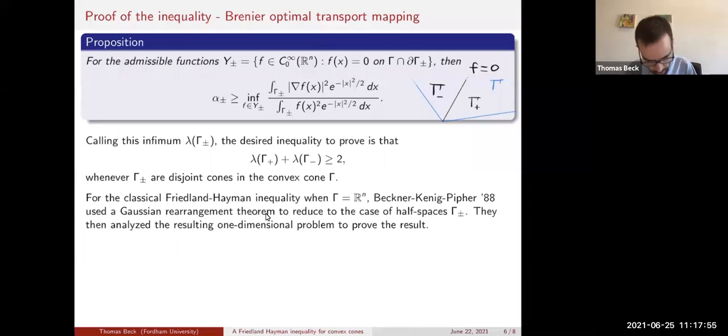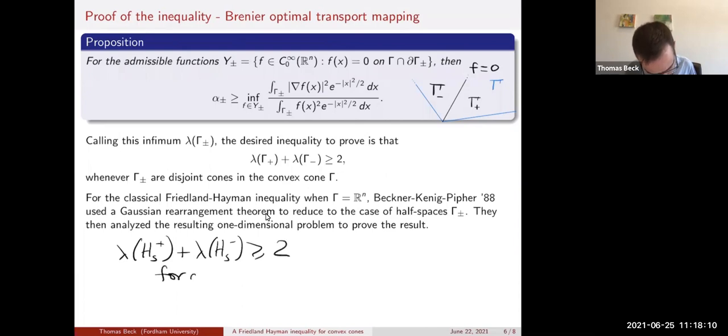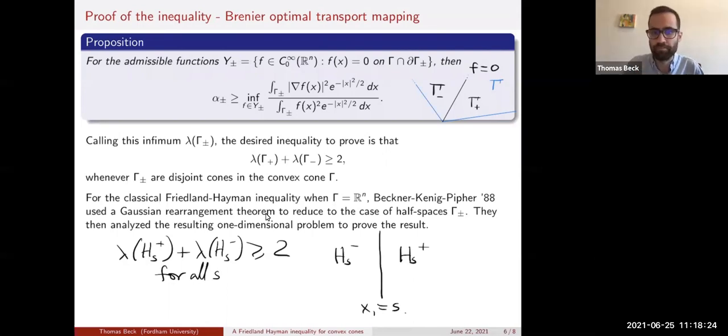So what they wanted to show was that lambda of, say, H sub S plus plus lambda of H sub S minus is greater than or equal to 2 for all S, where H_S plus and H_S minus are just meant to be half spaces separated by the hypersurface when X1 is equal to S.